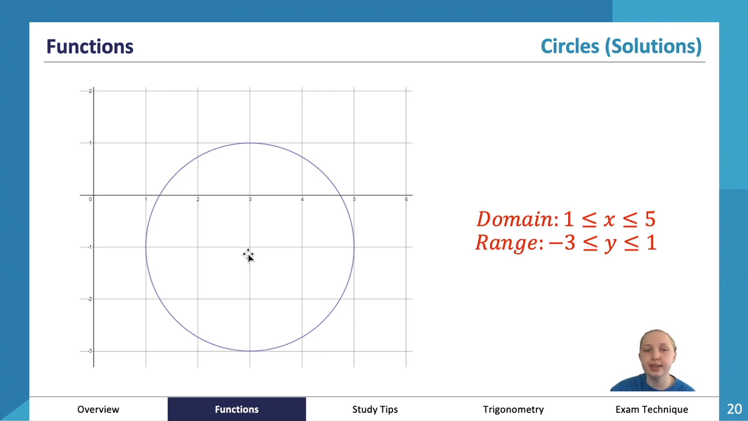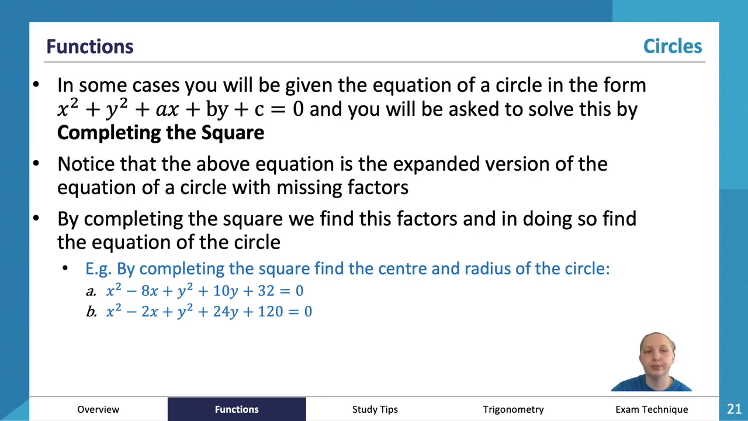Otherwise, what we can do is think: if our center coordinate for x is 3, we just add 2 and subtract 2 on either side, which gives us the domain of x between 1 and 5. Then we can see from the graph that our range is from -3 to 1. Otherwise, our y coordinate is -1, so we can just add 2 and subtract 2 to work out our range as well. And that's all you really have to do when you have to graph a circle.